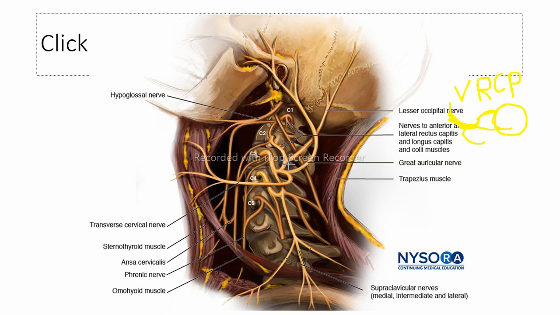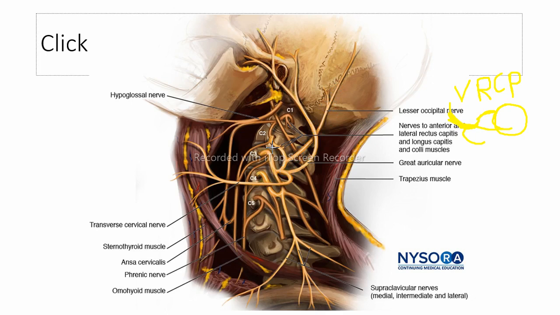Now the nerve arising from C2 is the lesser occipital nerve. So this one is the lesser occipital nerve.